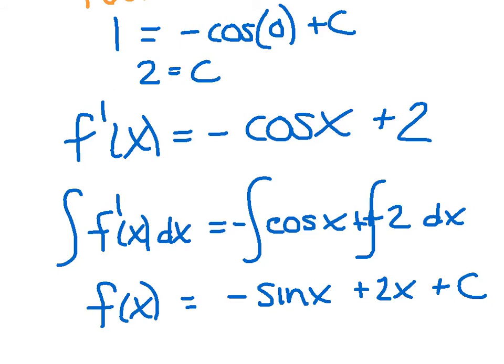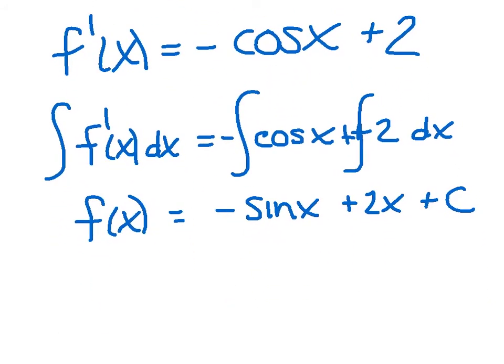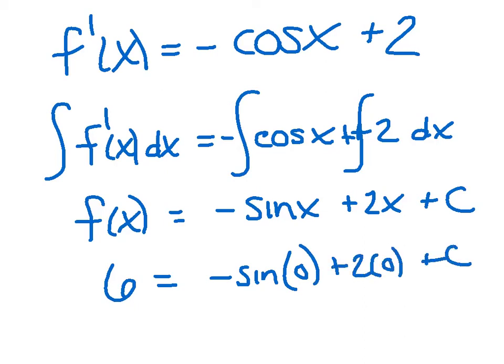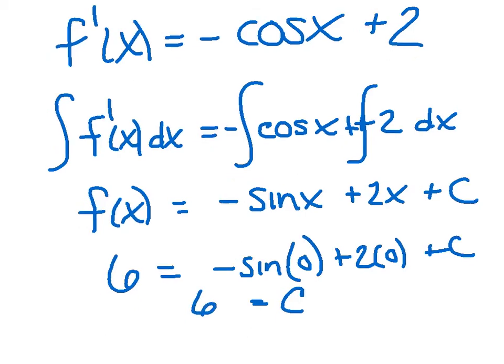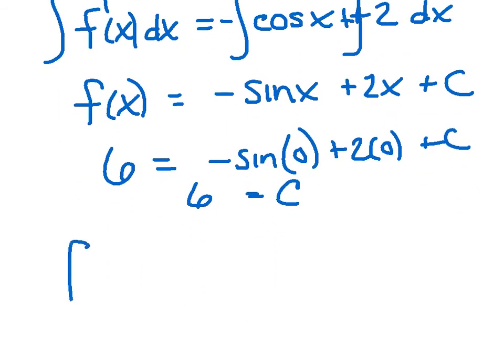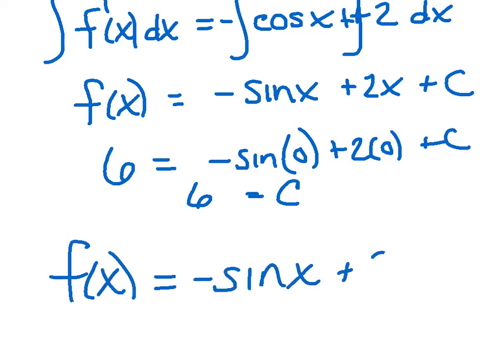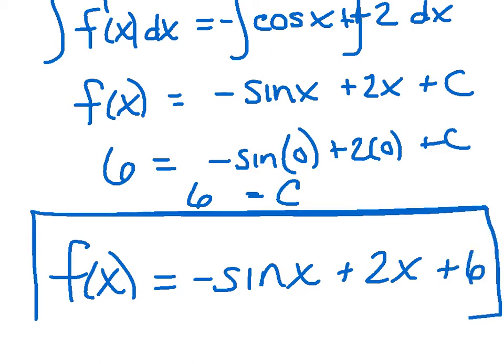And now I'll use that initial condition. I believe f of 0 equals 6 was given for f of x. So I'm going to say 6 equals negative sine of 0 plus 2 times 0 plus c. Therefore, c is equal to 6. So lastly, I can rewrite my equation for f of x, and it should be negative sine x plus 2x plus 6. And again, that is a particular solution for a very specific initial condition.